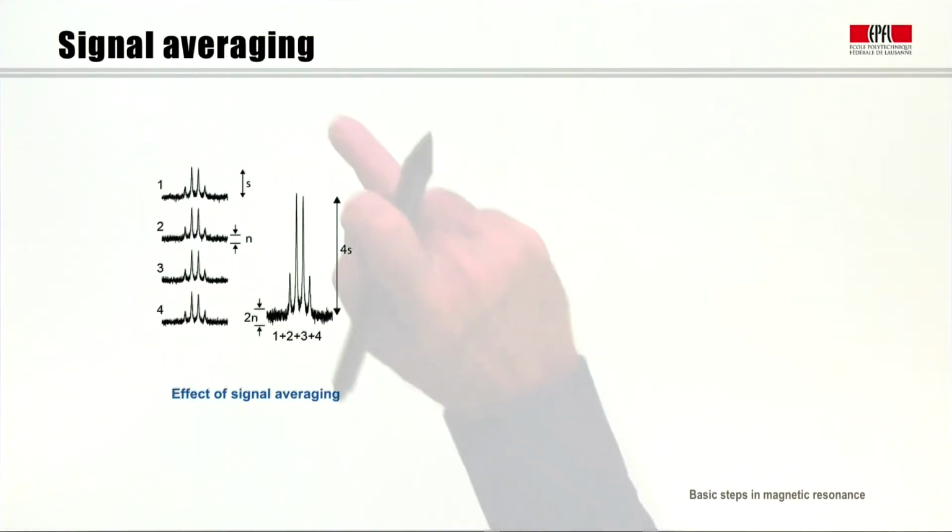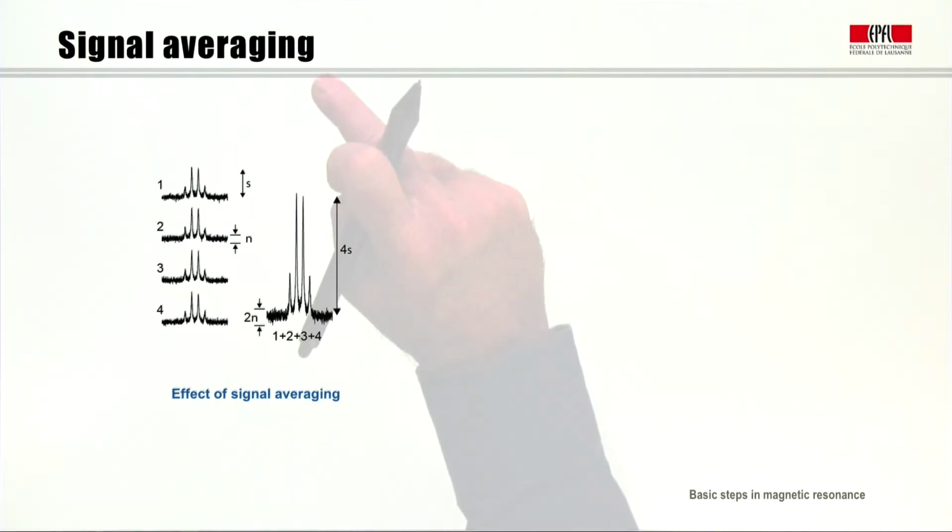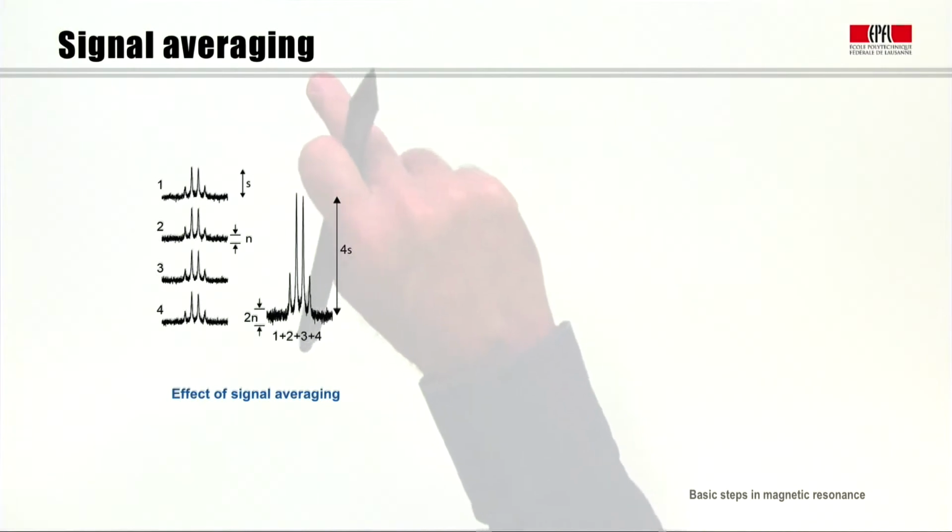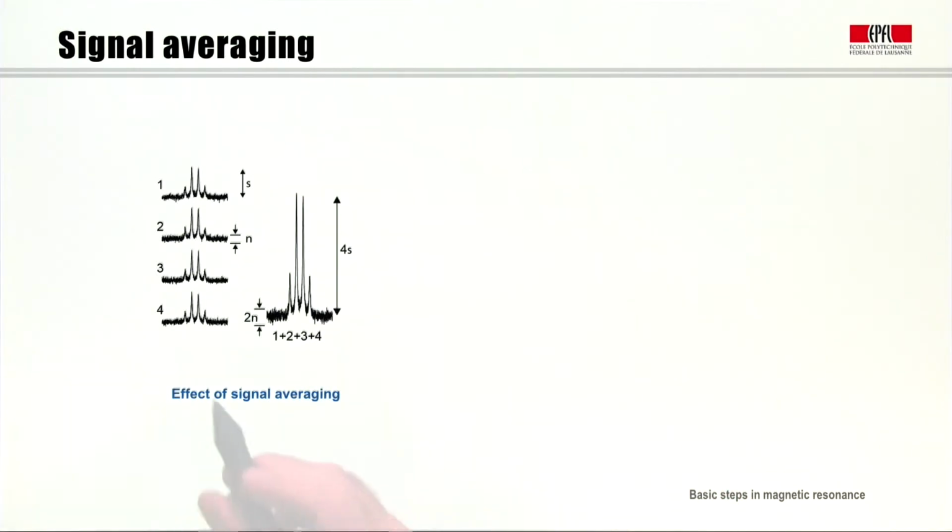Fourier transformation makes it very simple to do signal averaging, although signal averaging has really nothing to do with Fourier transforms. Let me first explain what this is all about. It turns out that if we record the same quadruplet 4 times, then the signal will be essentially the same from one scan to the next, but the noise will be different.